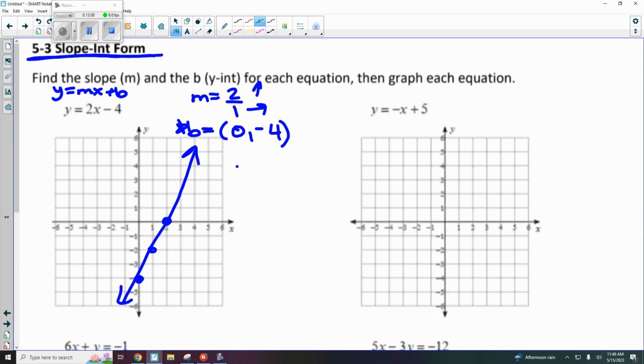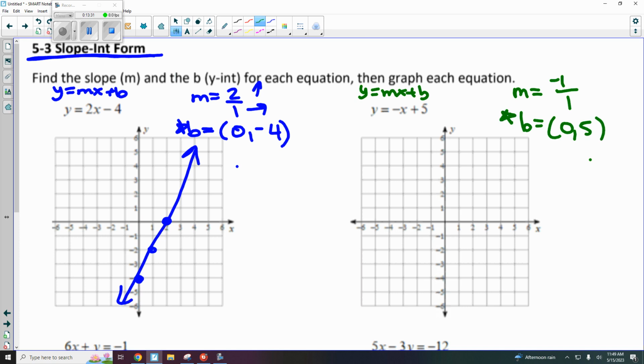Alright. For the next one, same thing. It already looks like our y equals mx plus b form, because y is already by itself. And now all we have to do is just state your m and your b. So what's m? You got negative 1, put all integers over 1, and now b is going to be what? You got it. So 0, 5.